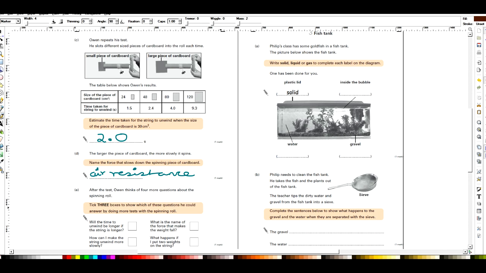We can also write words like friction or drag as well. So any of those three will give you the mark. You will not get a mark if you write down gravity or just resistance.